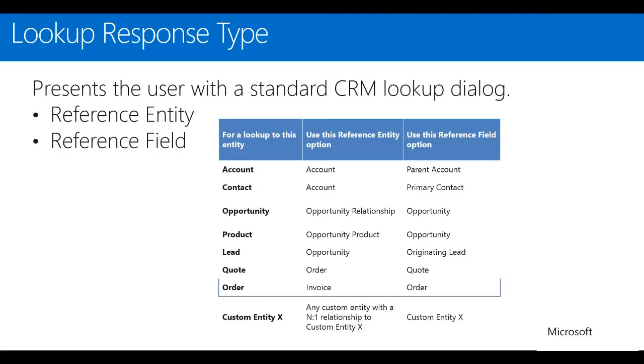And that should hopefully help you in this slide here. It should help with some of the common scenarios. Like account, you could use account and then the parent account lookup. Opportunity, you could use the opportunity relationship entity and then use the opportunity field for that one. So those are some of the common ones, but obviously there are other scenarios too.